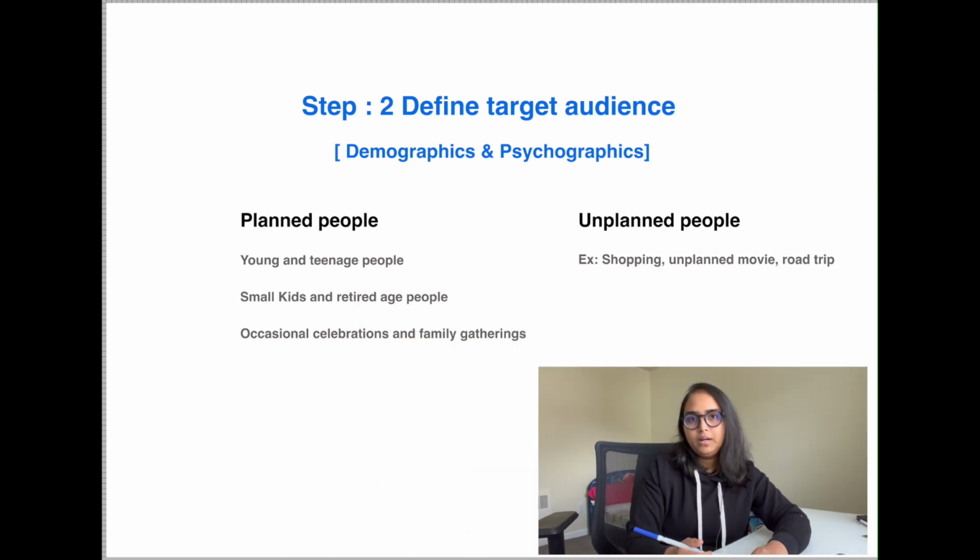Now we will talk about unplanned people, like what kind of unplanned people usually visit restaurants. For example, take a family that went shopping and has been shopping for a long time, and if they feel hungry, they will go to the restaurant and eat lunch or dinner, and then they will continue shopping or go to their homes. This kind of category mostly doesn't make a reservation before visiting the restaurant. So these people come under the unplanned category of target users.